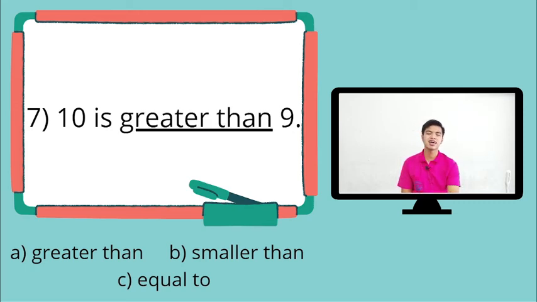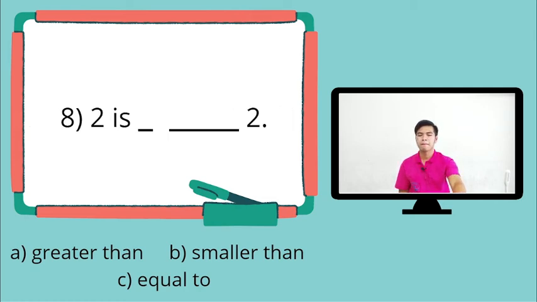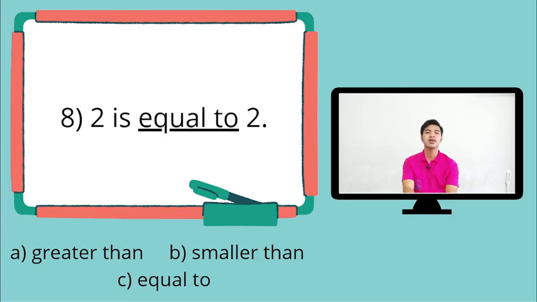Very good. The correct answer is greater than, letter A. 10 is greater than 9. Number 8, 2 is blank 2. So what do you think is the correct answer? Is it A, greater than, B, smaller than, or C, equal to? Yay, very good, kids. The correct answer is equal to, because 2 is equal to 2.